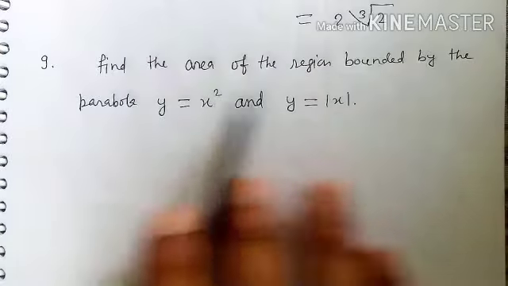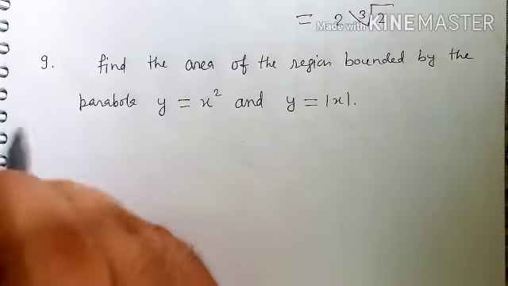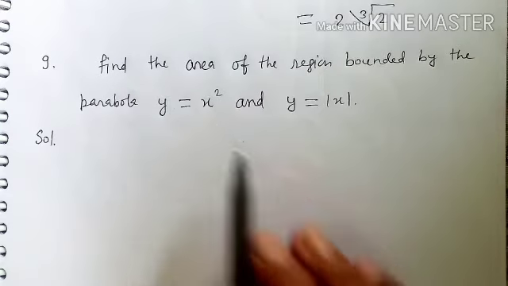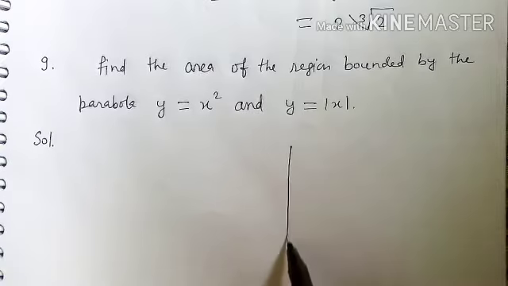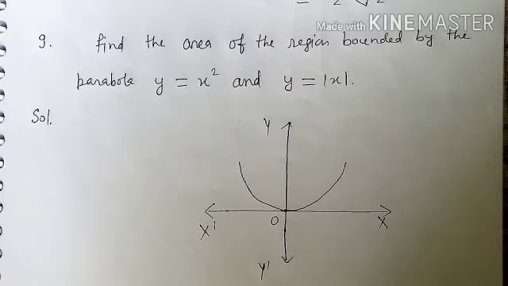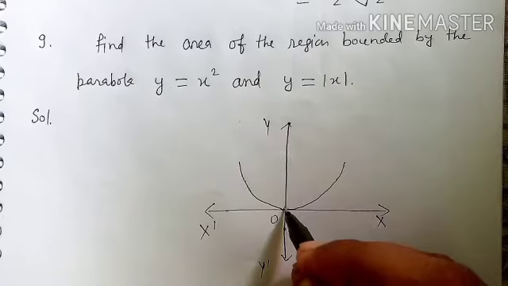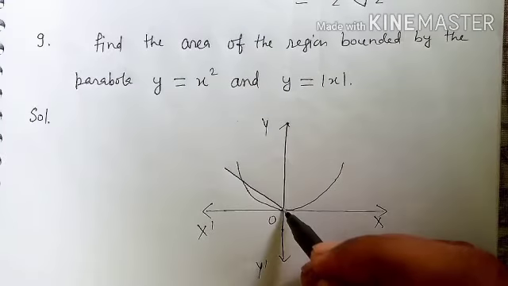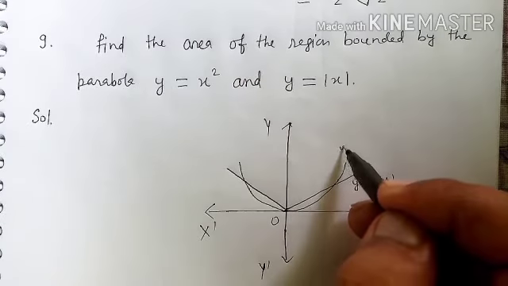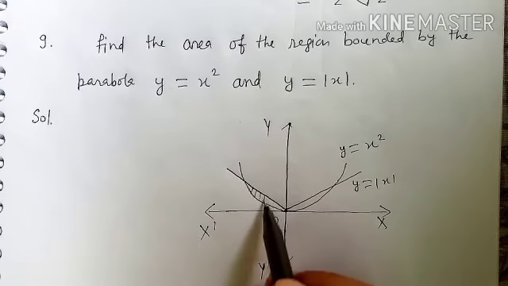Find the area of the region bounded by the parabola y is equal to x square and y is equal to mod x. So first step is we have to draw these curves. Y is equal to x square is the parabola symmetric about y axis, and y is equal to mod x is the curve like this. This is y is equal to mod x, and this is y is equal to x square. We have to find the region bounded by these figures.